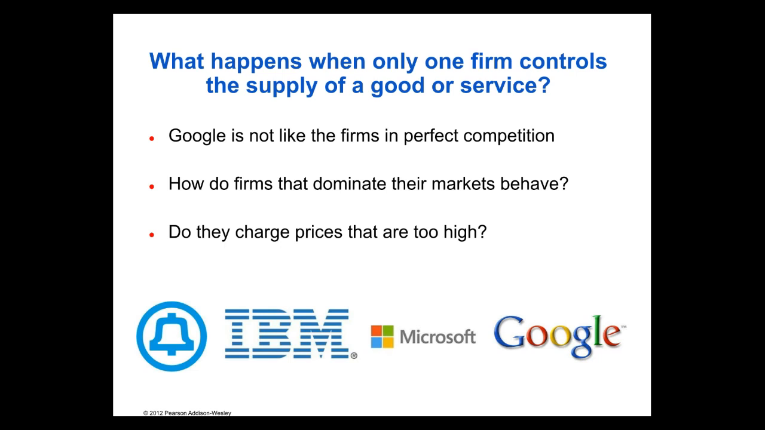And today, when we think about monopoly, we think about companies like Google, but in the past, we might have thought about companies like Microsoft or IBM or Bell Telephone, who at one time or another were sued by the Justice Department for being a monopoly.